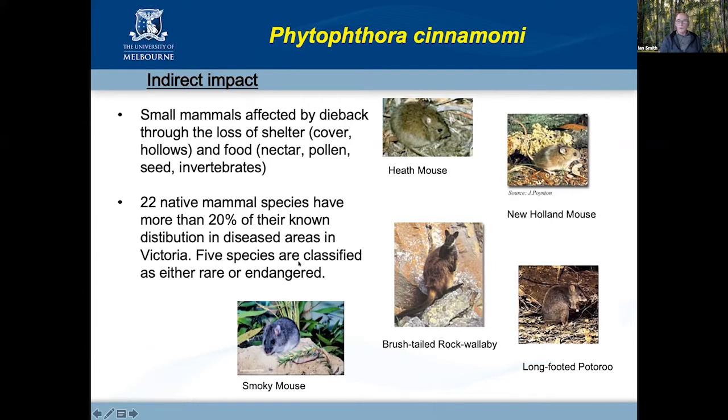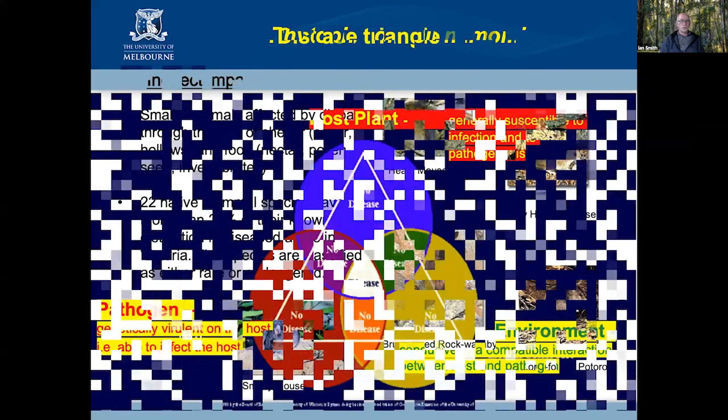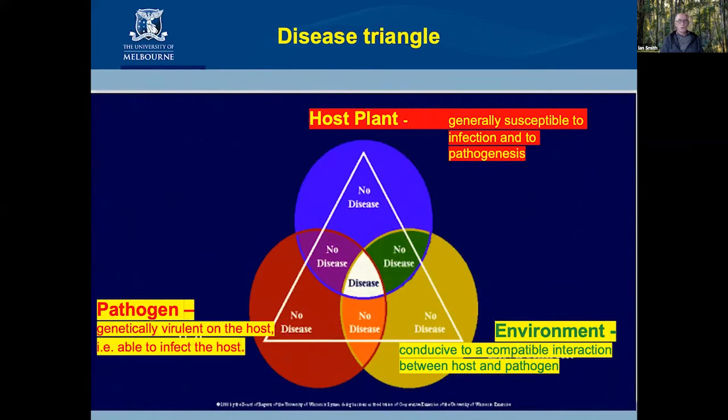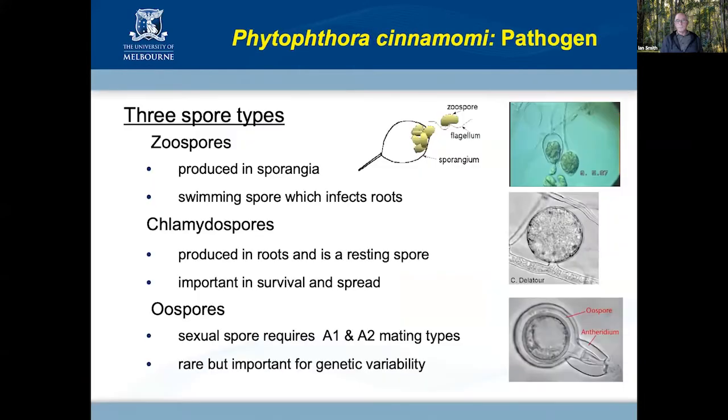So how do we look at this? How do we examine this? And as I mentioned, the disease triangle is something that we looked at in terms of how we might manage the pathogen. And so we looked at the host plants, we looked at the pathogen and the environment. And I'll go through a little bit about each to show you the sort of approach we take.